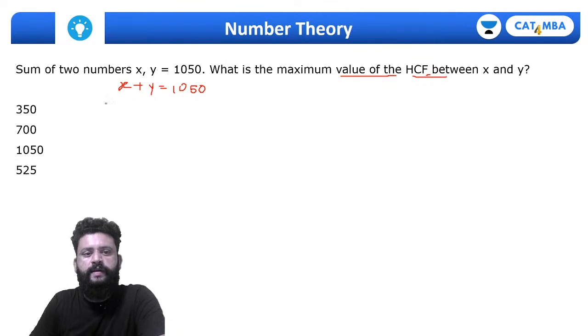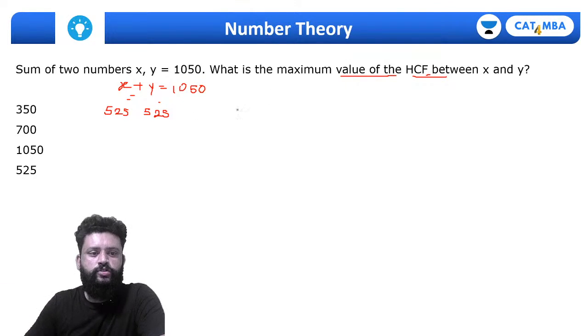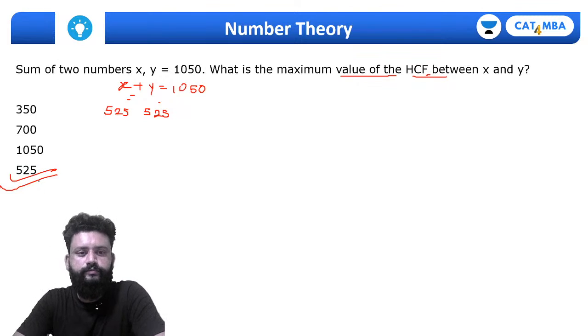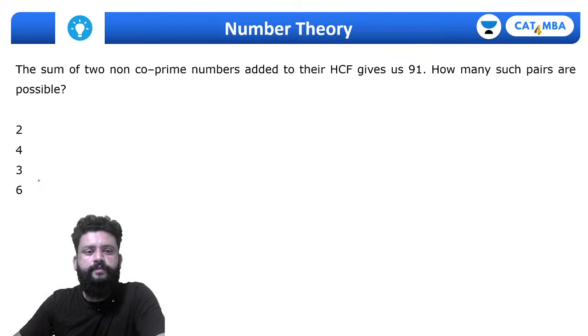Simple common sense. Basically what I can do, take this number as 525 and 525. It is not written that both numbers cannot be the same. So the answer has to be 525. That was simple. Try for this one.